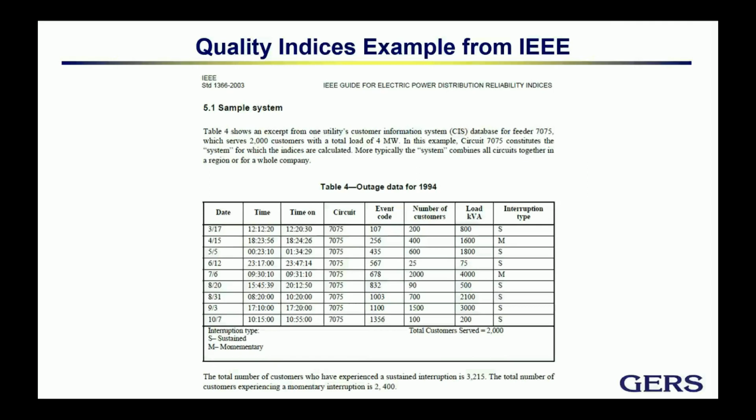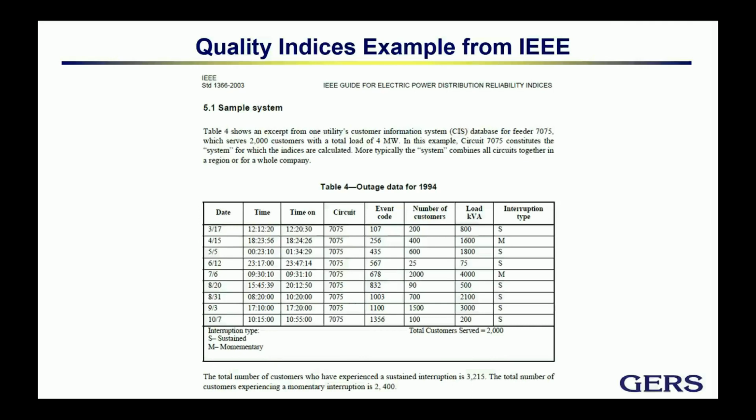So, if you take, for example, the first fault indicated here, that goes from 12:12 to 12:20:30, it is clear in this case that we have at least from 12:12 to 12:20, 8 minutes, and from 20 seconds to 30 seconds, 10 seconds. So this is a sustained fault, of course, because it lasts 8 minutes and 10 seconds.